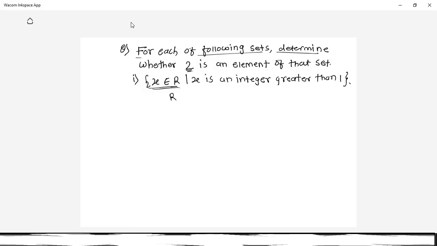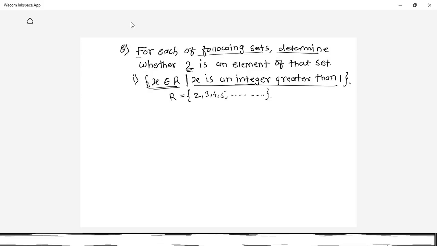And then what is x? How is x defined? x is an integer greater than 1. So what are the elements that will come in R? Integers greater than 1. So 2, 3, 4, 5, 6, 7 and so on. So this is your set R.